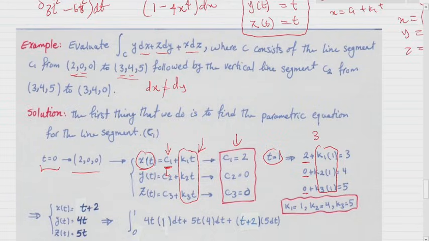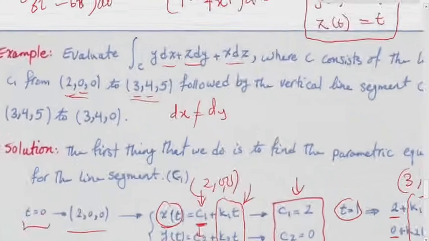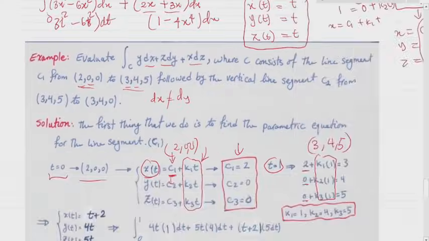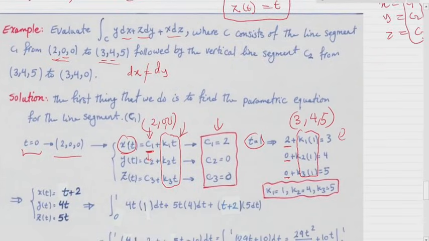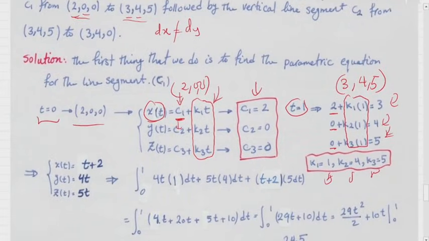Second point is 3, 4, 5. The first point was 2, 0, 0, right? Like we have it here. So then you put them 3, 4, 5. From here you get your k, k1, k2, k3, and I use those to write your equation again. So you get x in terms of t now, y in terms of t now, and z in terms of t. So this is how you basically parameterize.